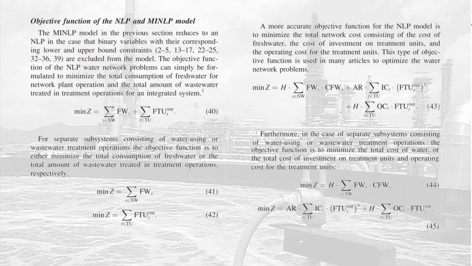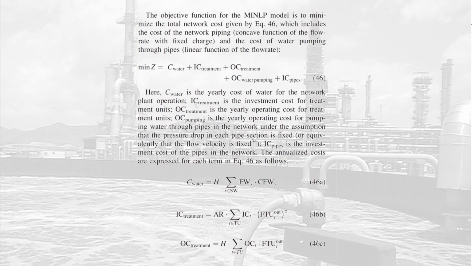Objective function of the NLP. The objective function of the NLP water network problem can be formulated to minimize the total consumption of fresh water for the operation of the network plant, and the total amount of treated wastewater in the treatment operations for an integrated system. Objective function of the MINLP.